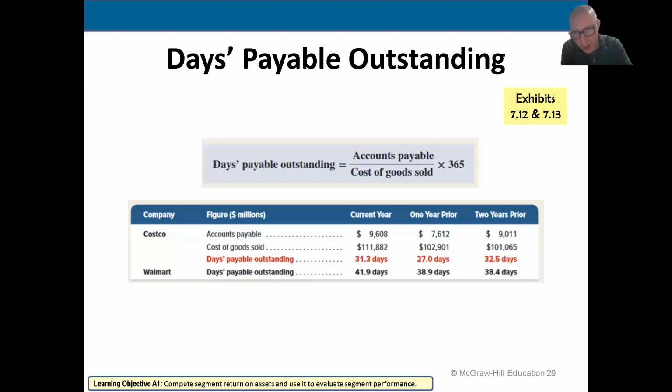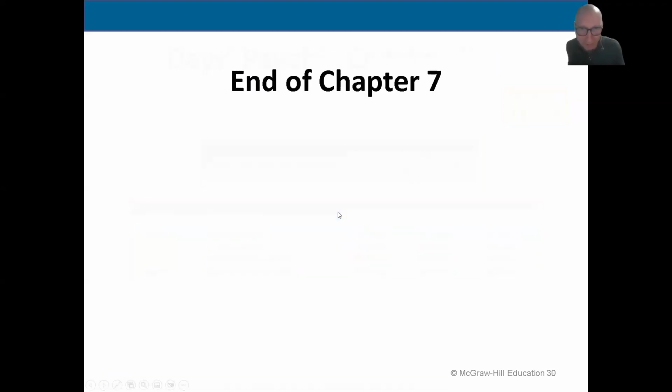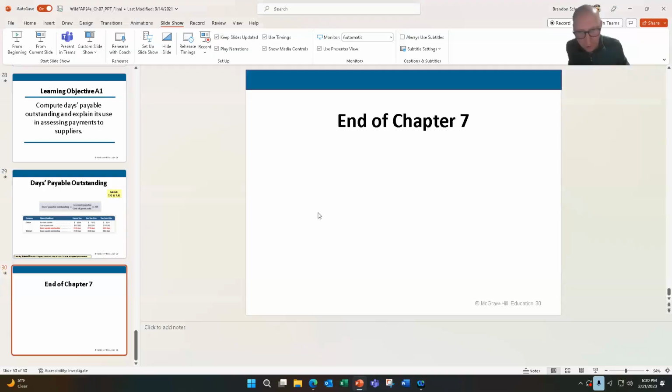We take the accounts payable total amount divided by cost of goods sold for the year, times 365 days. This gives us the number of days it takes us to pay our bills. It's a really great ratio to know. I like that one a lot. And that, my friends, is the end of our discussion today on accounting information systems.